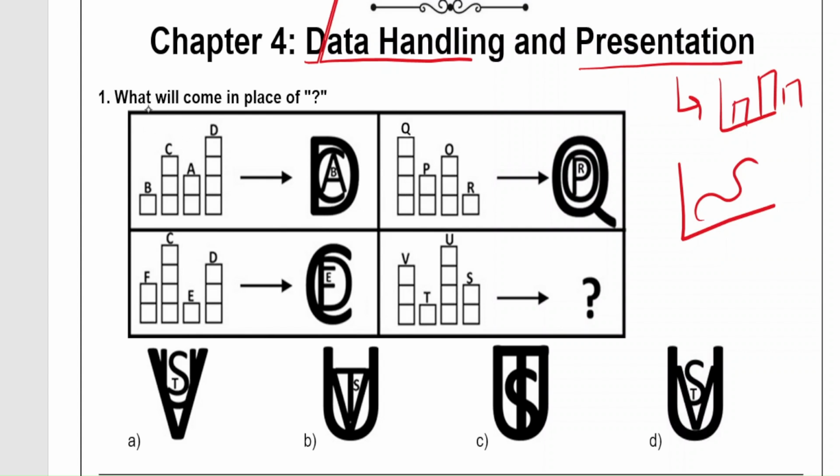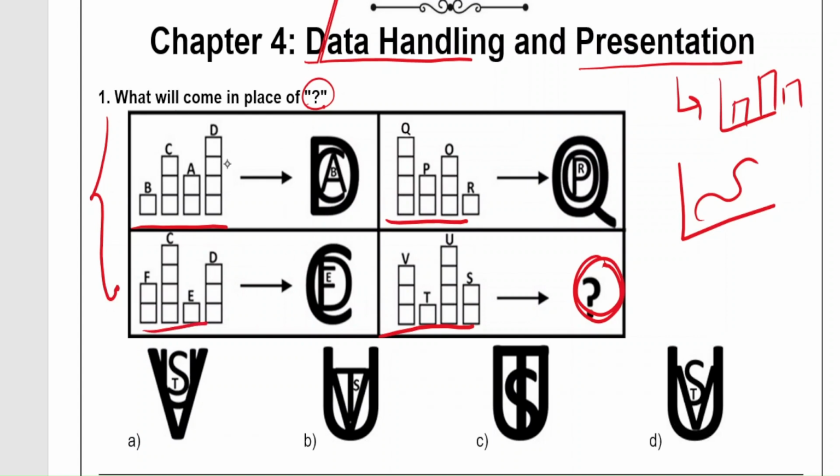Let's identify the problem first. What comes in the place of the question mark? We need to know what is at the place of this question mark. So we have got the problem. The second step was to collect the data. The data has already been given to us in a correct format. Then it was to organize the data. The data is also organized. It is presented in a picture format, right?